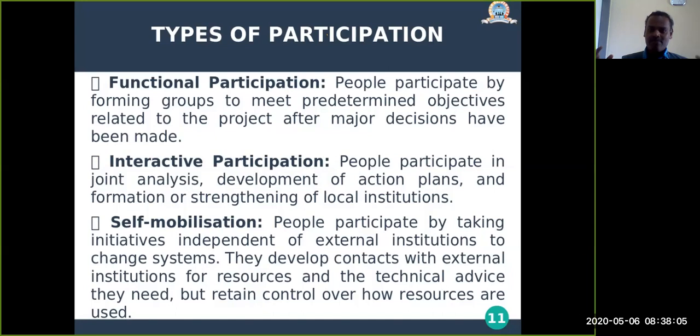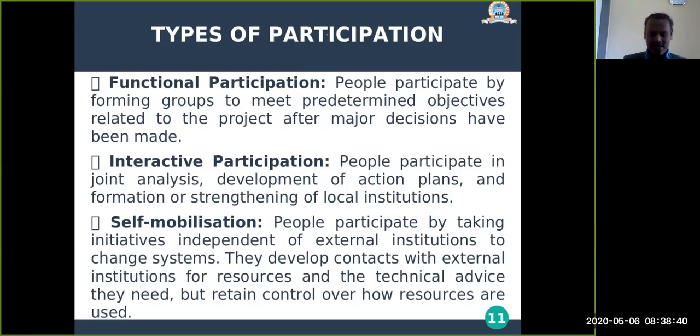So you have decided a program with the resources, then you ask the community how you are going to implement this program through joint analysis, development of action plans, and formation and strengthening of local institutions. It is interactive participation. It is a certain high level of participation by the community, because you are allowing the community to jointly do analysis, prepare action plans, and also form and strengthen their local institutions.